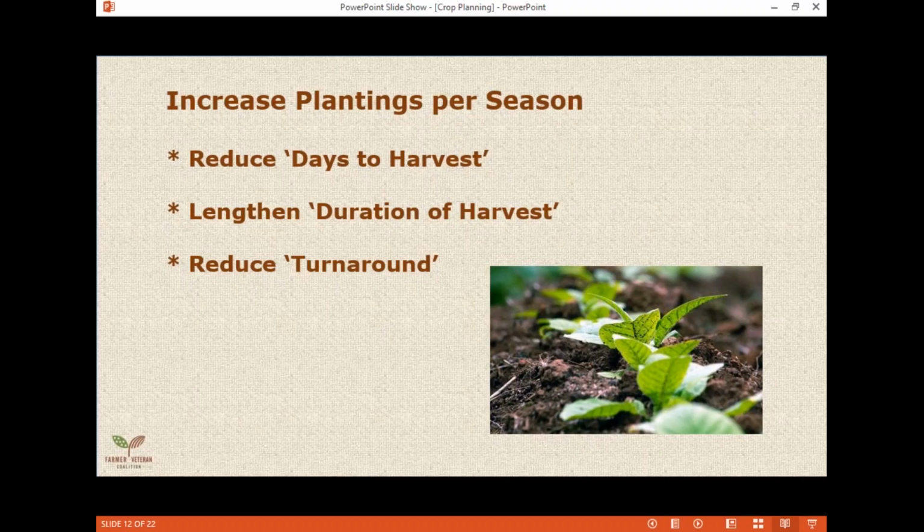And finally, you want to reduce the turnaround. That is the dead time between the completion of one harvest and the seeding or transplanting of the next. And we looked at different ways that we could reduce that amount of time and get you back in the ground faster.